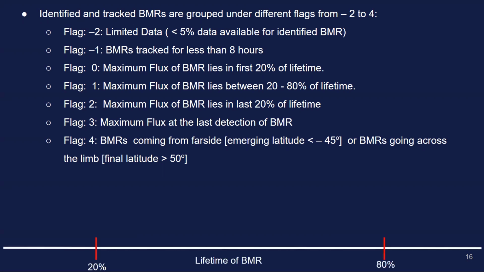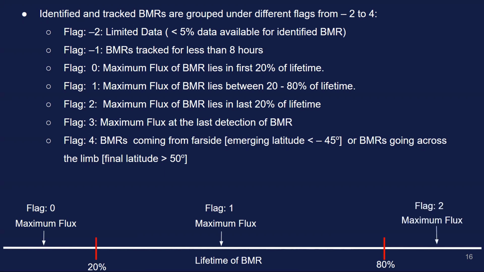Consider this line as the lifetime of the BMR. I have marked 20% and 80% of its lifetime with a red line. If the maximum flux of the BMR during its evolution falls in the first 20% of the lifetime, then it is given a flag 0. If the maximum flux lies between 20% and 80%, then we give it a flag 1. If the maximum flux lies in the last 20% of the lifetime, then we give it a flag 2. If the maximum flux is at the last point of the BMR detection, then it's given a flag 3.